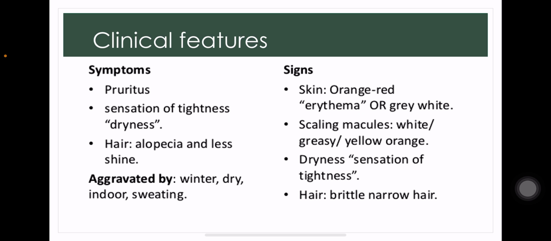Seborrheic dermatitis may first appear soon after puberty or later in life. It is usually characterized by well-demarcated erythematous plaques with greasy-looking yellowish scales distributed on areas rich in sebaceous glands, such as the scalp, the external ear, the center of the face, the upper part of the trunk, and the intertriginous areas.